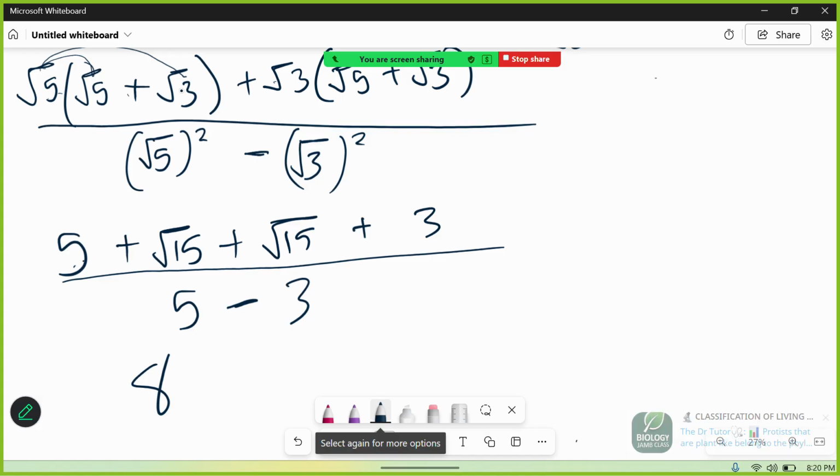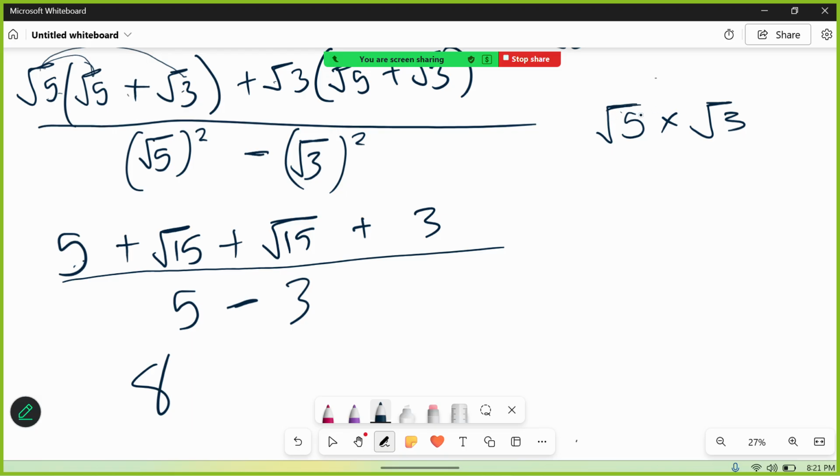So now, root 5 times root 3 will give us root 15. Why? When you are multiplying roots of the same number, we just say the number. But this time they are not the same number, they are different numbers. You bring out the roots and multiply the numbers inside. Do you understand that? So 5 times 3 will give us 15. Simple, and that's why we are having root 15 here.